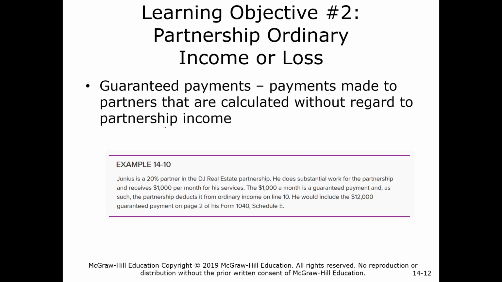We have an example here. We have a 20% partner of the DJ Real Estate Partnership. He receives $1,000 per month for his services. This $1,000 per month is guaranteed payments, and it will be subtracted in deducting ordinary income at the partnership level, but it will also be included as a separately stated item on the Schedule K-1 to the partner.